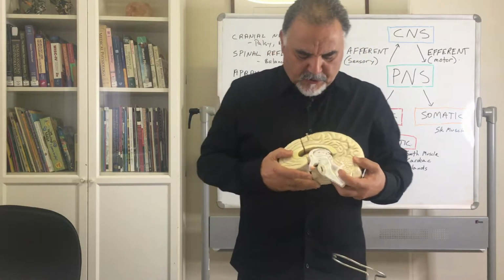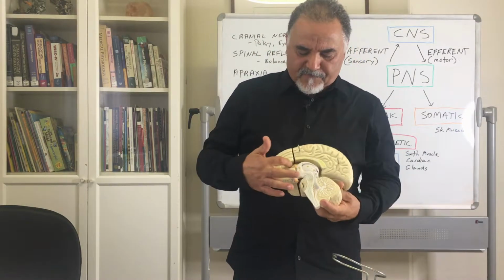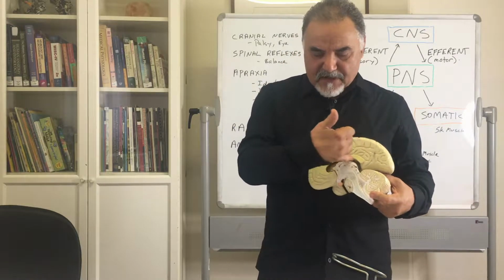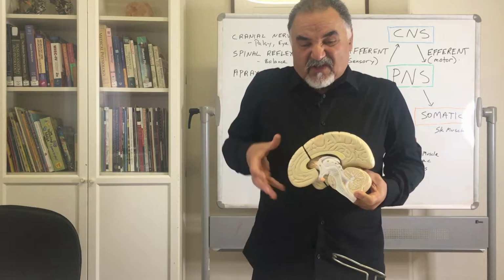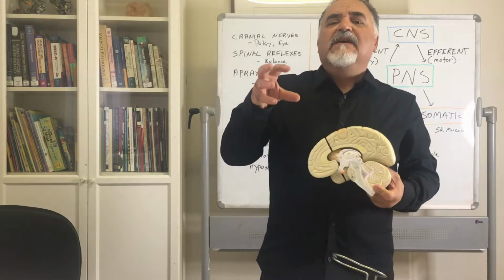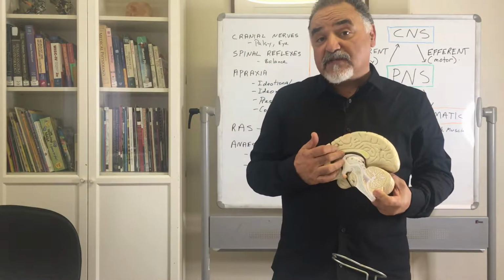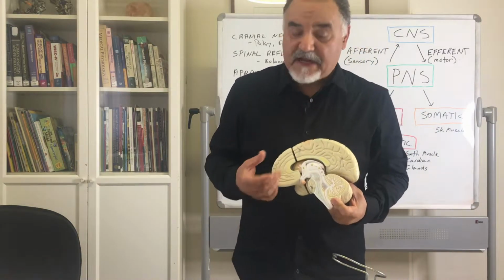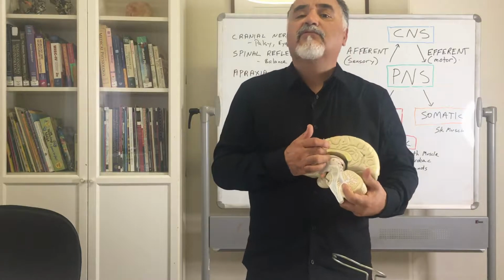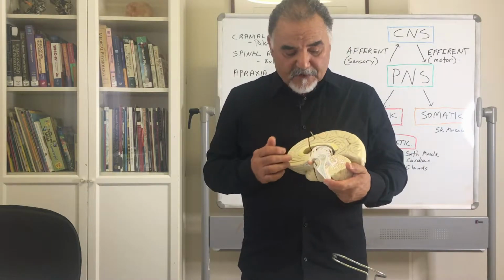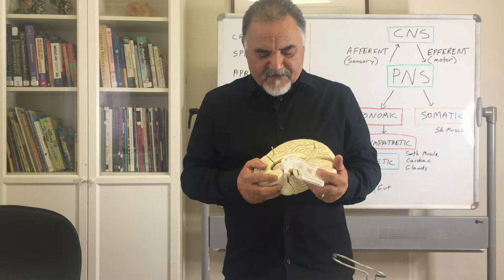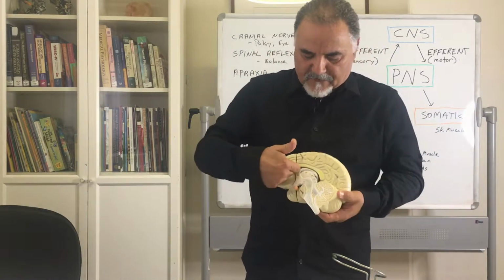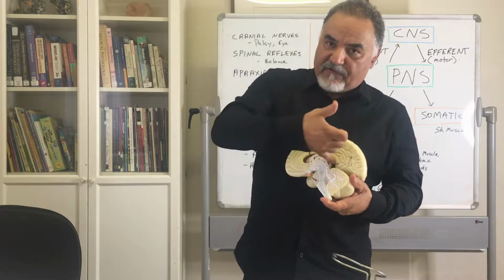I just want to bring your attention to these spaces. Can you see how there's a space there? And the brain is not just a solid structure. It has these spaces, these fluid-filled spaces, and these fluid-filled spaces are called ventricles, and this is where cerebrospinal fluid flows through. There are ventricles that we call lateral ventricles. So this here is a lateral ventricle.